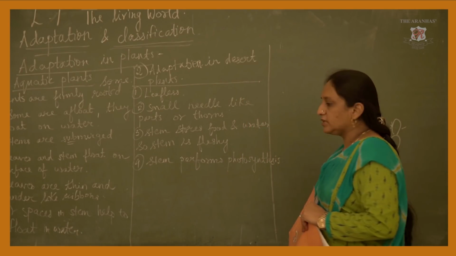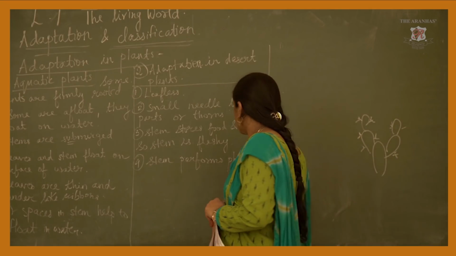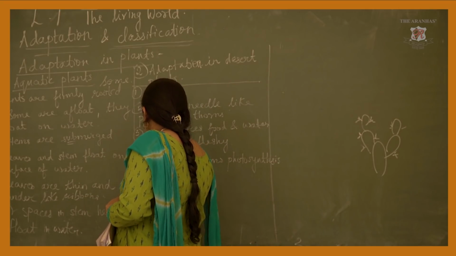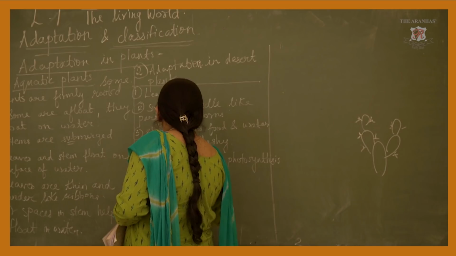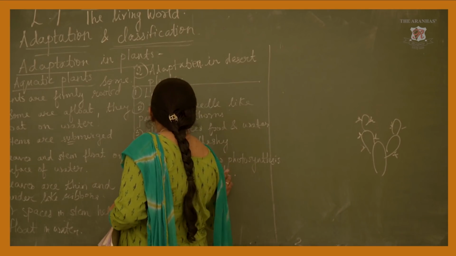So this plant also needs food. So who will prepare food for it? The cactus plant's stem will perform photosynthesis because leaves are absent. There are no leaves. So the photosynthesis process is carried out by the stem.